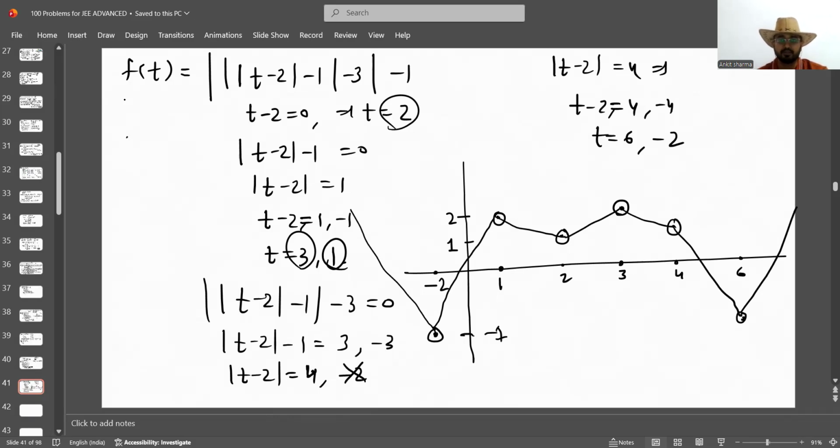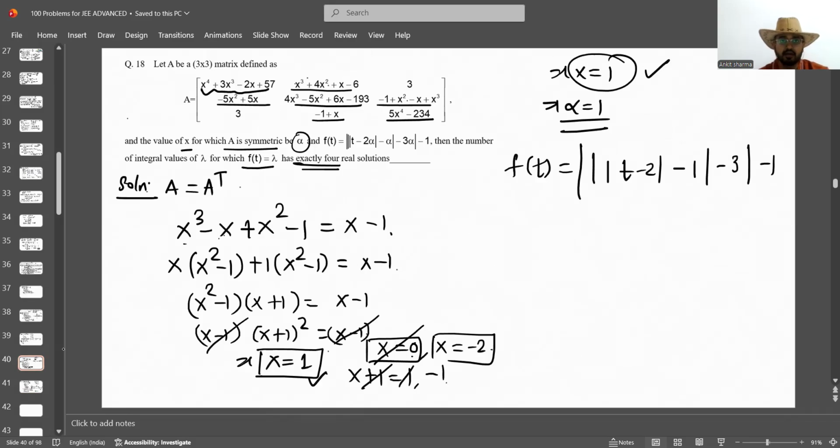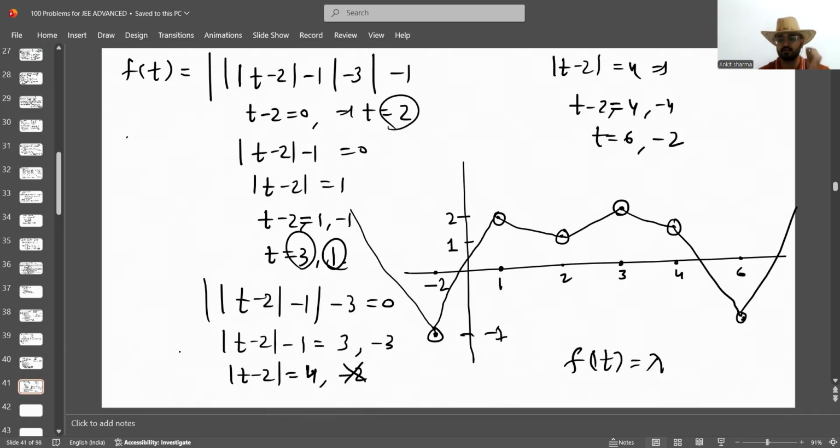So now we want f of t is equal to some lambda, which means we want exactly 4 solutions. Lambda is like a constant value, so it's a parallel line to x. So I want 4 solutions. That means my line should intersect the graph 4 times. So if I start anywhere between minus 1 to 1 in this interval, if I see any line, then I'm going to have here 4 solutions.